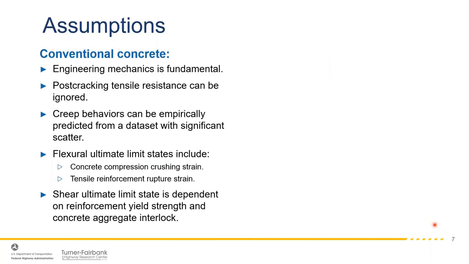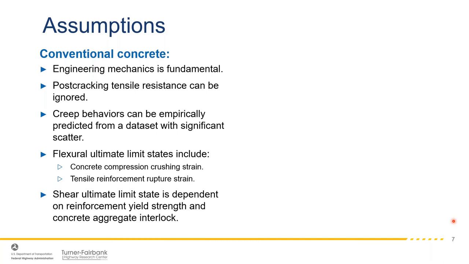So let's talk about conventional concrete for a minute, because people often start from the point of conventional concrete. When we are doing structural design with conventional concrete, we certainly use engineering mechanics. That is fundamental. We also assume that the post-cracking resistance can be ignored. Concrete doesn't offer a lot of post-cracking resistance, so at the ultimate limit state, we're really not dealing with that. Creep is something special to conventional concrete, but we have a lot of data out there, so we can empirically predict from that data set, and there is significant scatter, but we can get a reasonable prediction of creep behaviors.